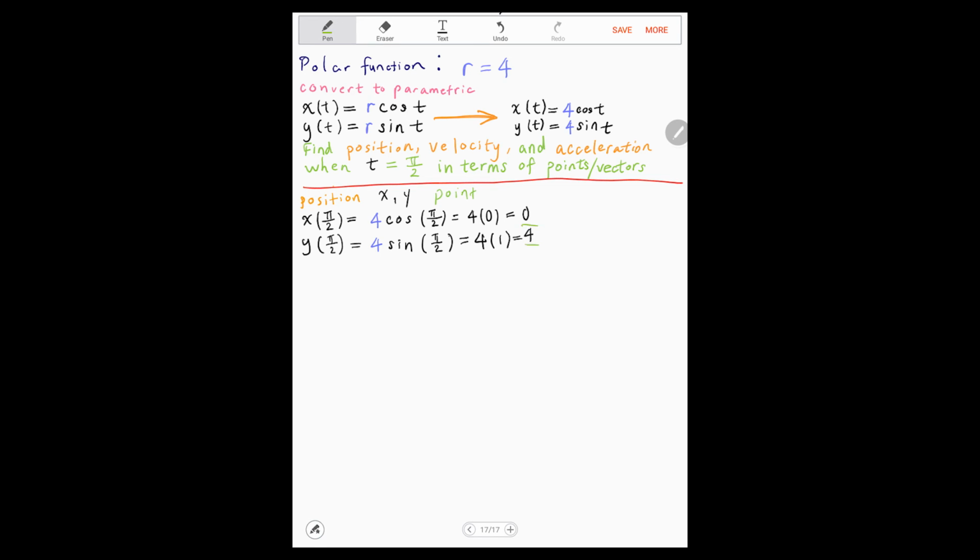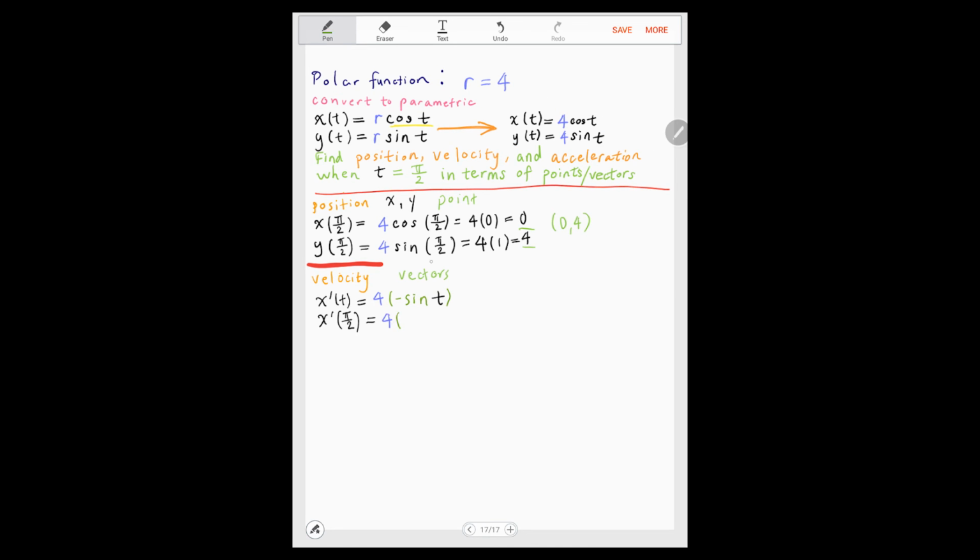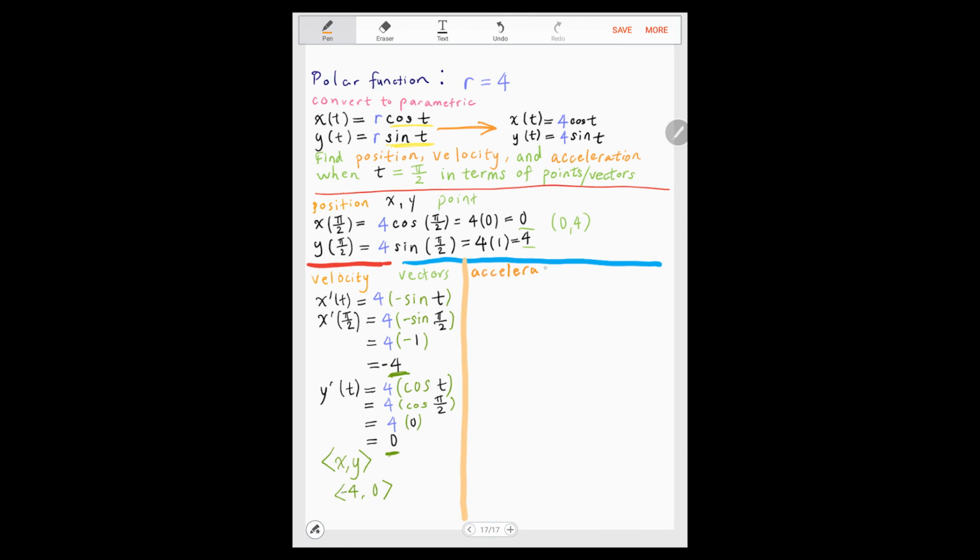Velocity gets a bit complicated because we're now dealing with vectors, and we need to find the derivative of the position functions. So the derivative of 4 cosine t is negative 4 sine t, where we plug pi over 2 in for t and we get negative 4. And then for the y function, 4 sine t becomes 4 cosine t, where we get 0. Vectors have angle brackets instead of parentheses.